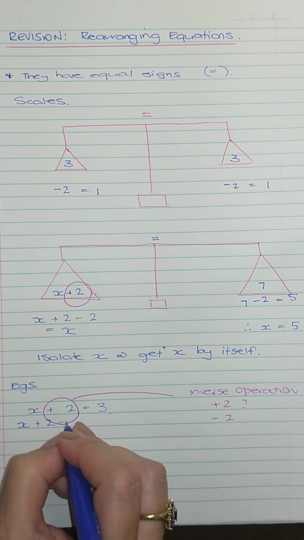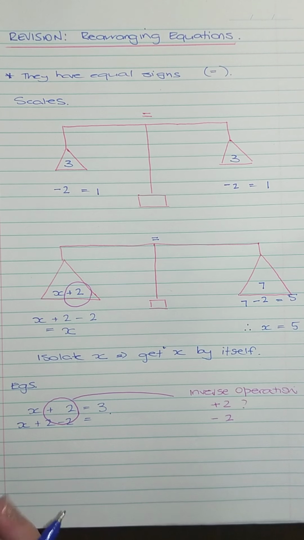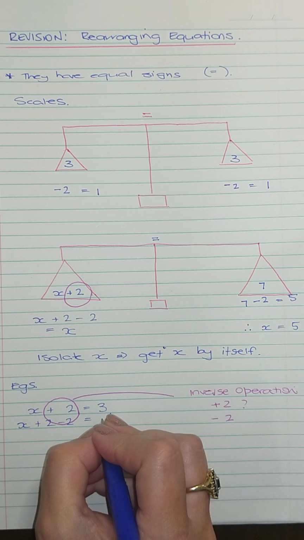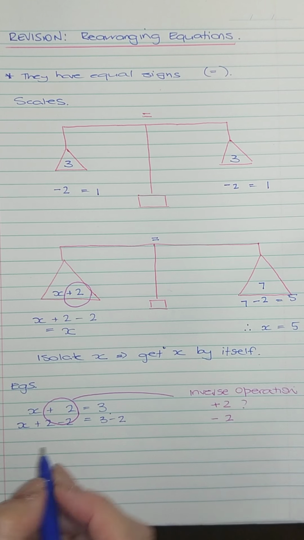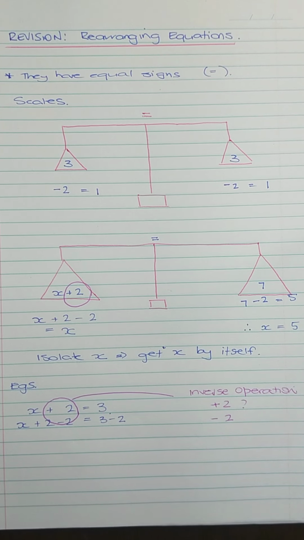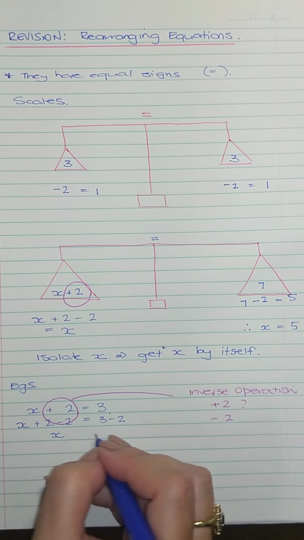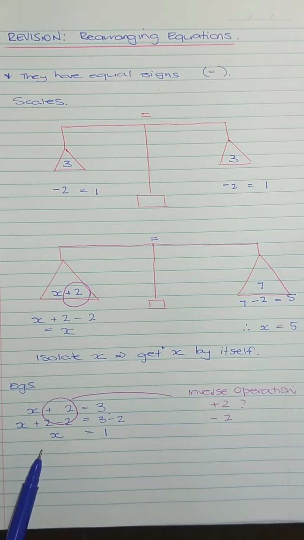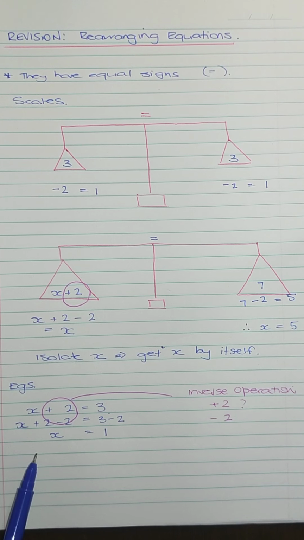X plus 2 minus 2. And whatever we do to one side of the scale or the equation, we must do to the other side. So it's going to be 3 minus 2. X plus 2 minus 2, well, that's just x. 3 minus 2 is 1. So you can see that you have solved this mathematically.